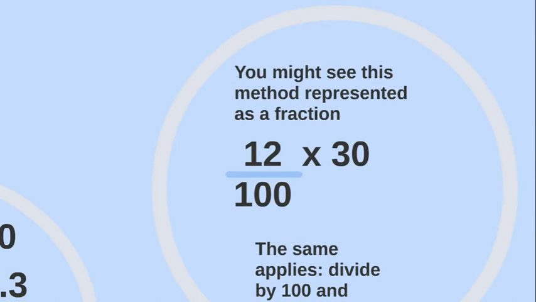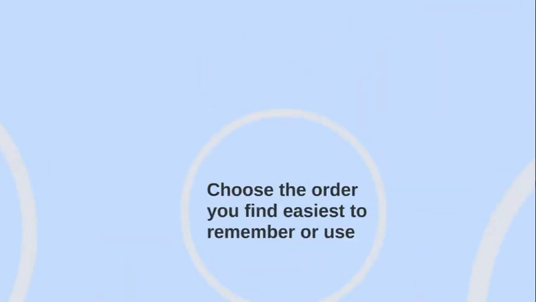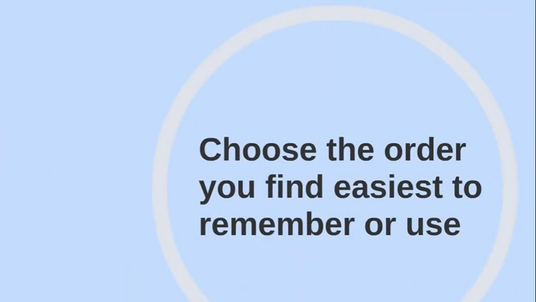You may sometimes see the method represented as a fraction, so 12 over 100 times 30. Same thing again, just divide by 100, multiply by 30. It's the same answer. So out of those, just choose the one that you thought was easiest to remember. You can, of course, use different ones. It depends what combination of numbers you have.